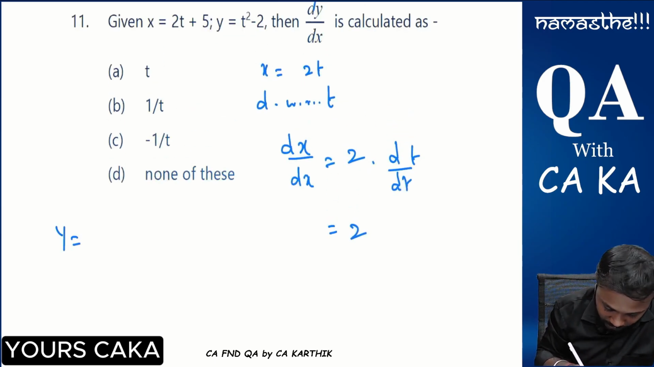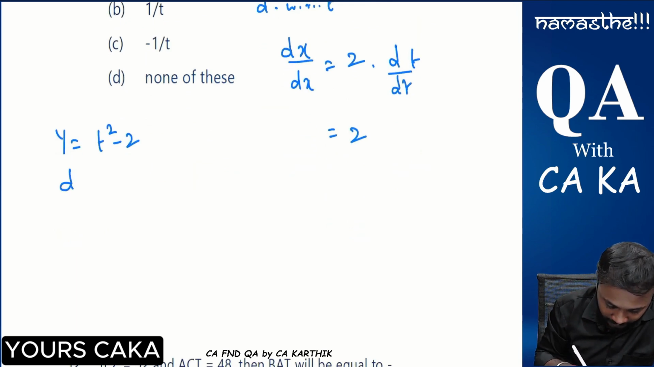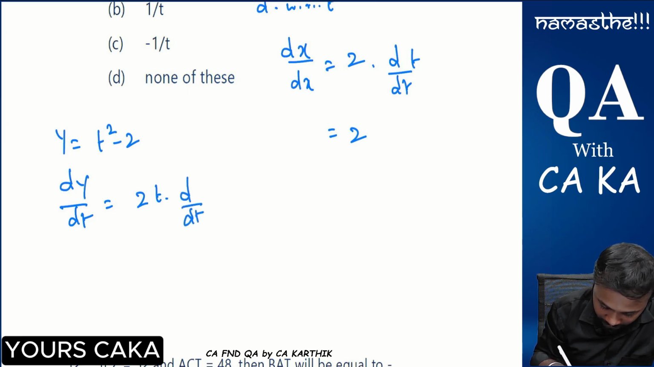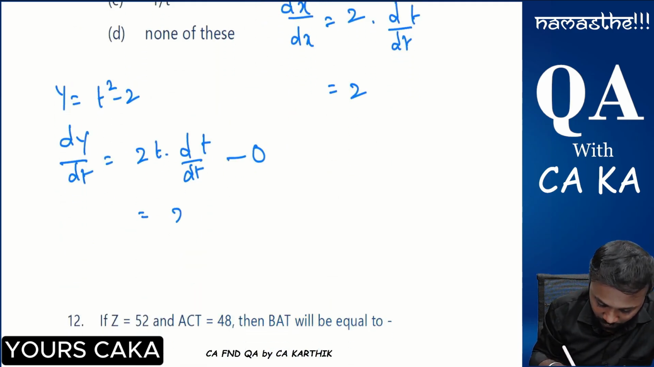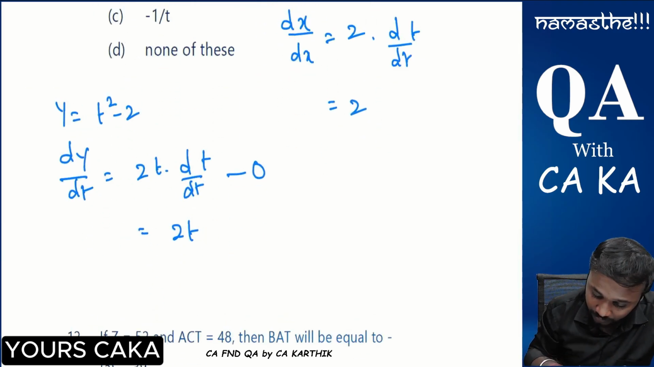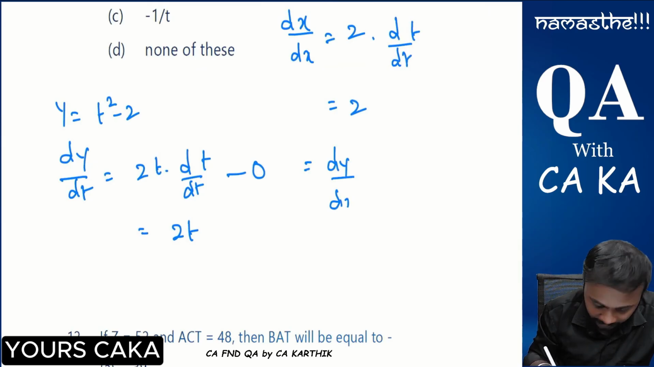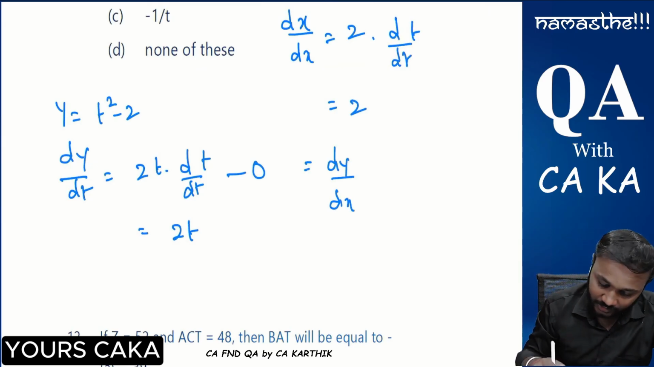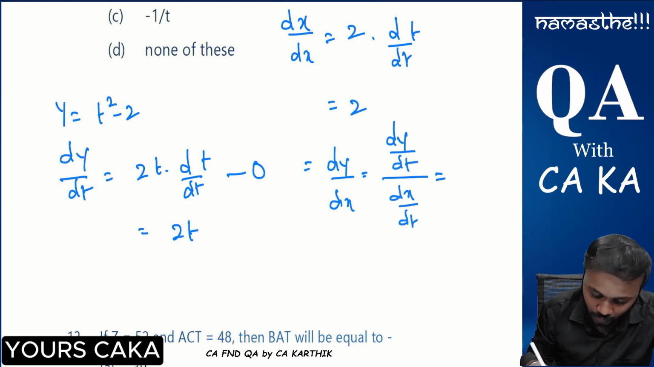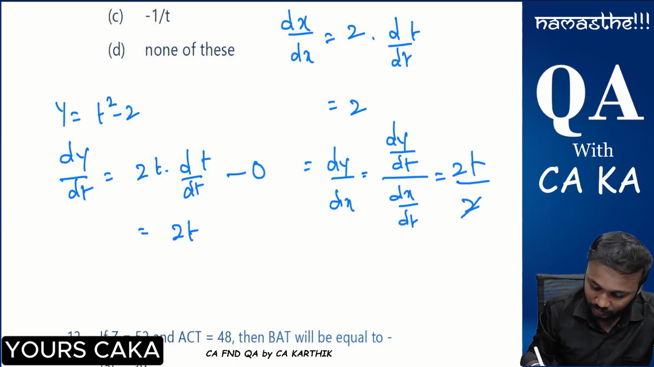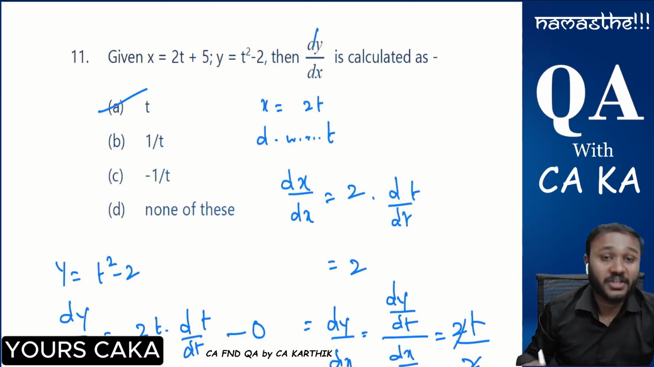Same case, let's solve y is equal to 2t square minus 2. dy by dt is equal to 2t into d by dt. So it's nothing but the formula n times t power n minus 1, minus 0. So you are left with 2t. We need dy by dx, so it's nothing but dy by dt divided by dx by dt. What is the value we got? dy by dt is 2t, dx by dt is 2. 2 gets cancelled. Answer is t. Option A is your right answer.